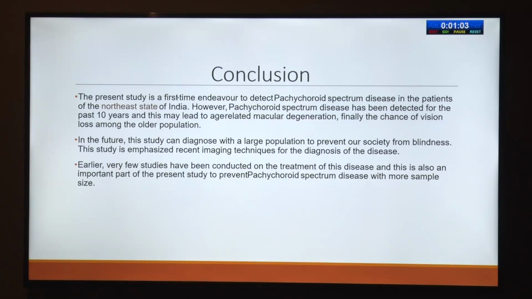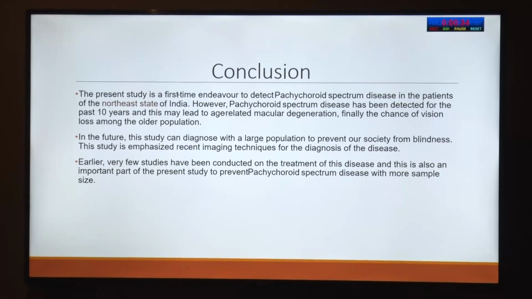This is the first study to endeavor to detect the pachychoroid spectrum in patients in Northeast India. In the future, this study can help in large populations to diagnose patients and prevent blindness from ARMD and such diseases. Earlier, very few studies have been done on the treatment of this disease, so this study can emphasize the treatment of pachychoroid disease.